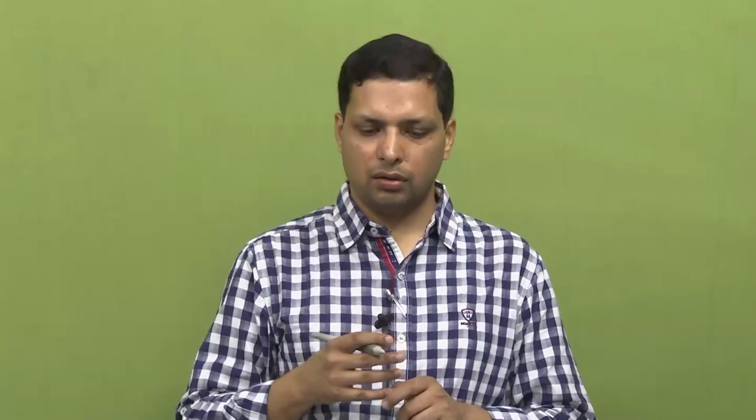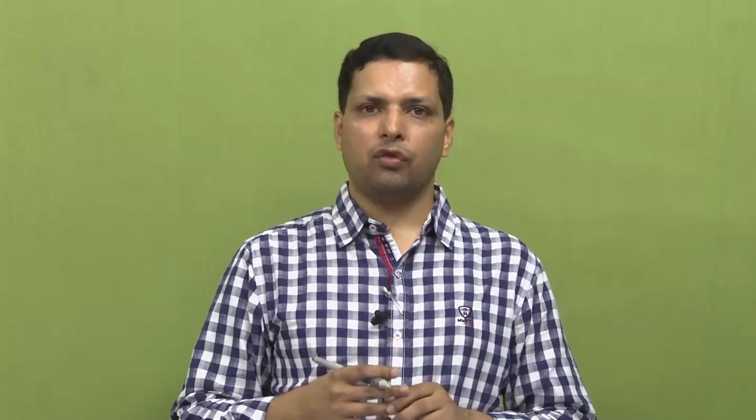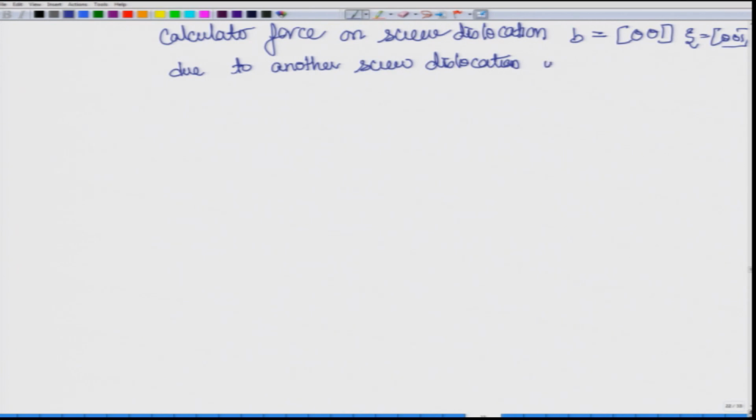We have looked at the force on an edge dislocation because of an edge dislocation. In the example, we looked at the force on a screw dislocation because of an edge dislocation, and now, third, we are looking at the force on a screw dislocation because of another screw dislocation. For this also, we are given the line vector equal to 0 0 1. The Burgers vector I am not giving, but if the line vector is given like this, then the Burgers vector will be either 0 0 1 or 0 0 1 bar.